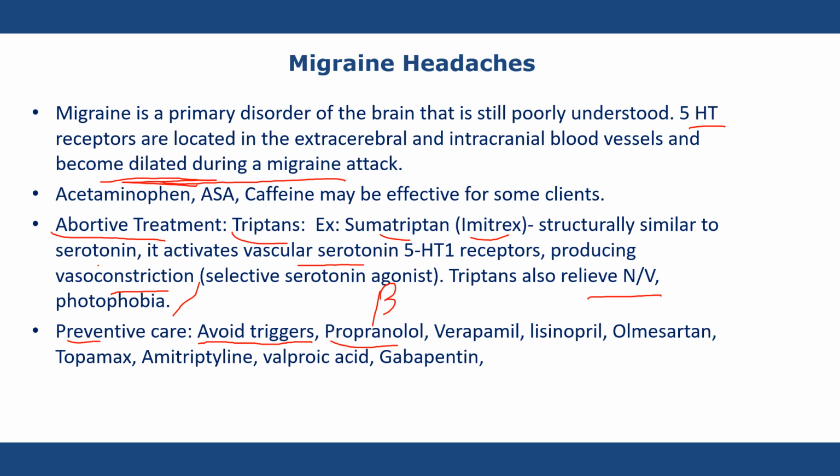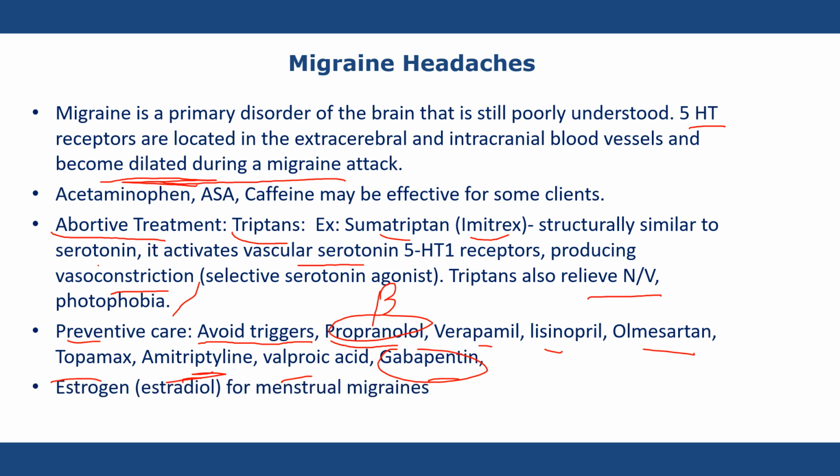Sometimes we can use a calcium channel blocker and ACE inhibitors or ARBs. This is a seizure medication, Topamax. We'll talk about that in the seizure chapter. Antidepressant medication, amitriptyline, can be used. Or a seizure or mood stabilizer like valproic acid, and then here's gabapentin. Actually, to be honest with you, gabapentin along with propranolol, I've seen this a lot, and even amitriptyline for preventive measures. And sometimes we can consider estrogen for menstrual migraine episodes.